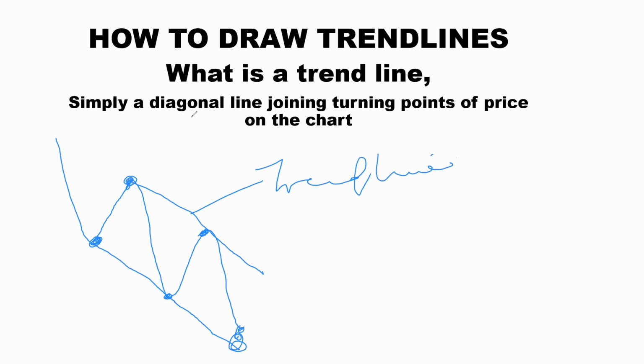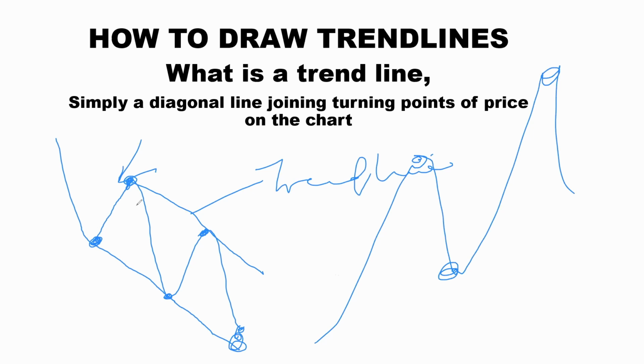Now, sometimes people call these swing highs and swing lows. These turning points are either a low or a high. It doesn't matter what you call them, but you just need to understand how to properly use them and how to properly mark them. Now, having understood what a trend line is, what is the use of this trend line?